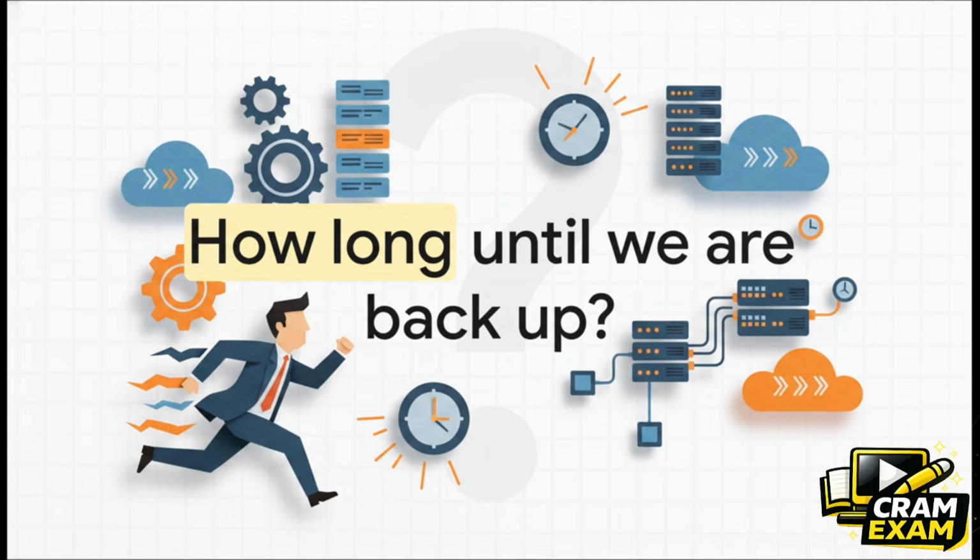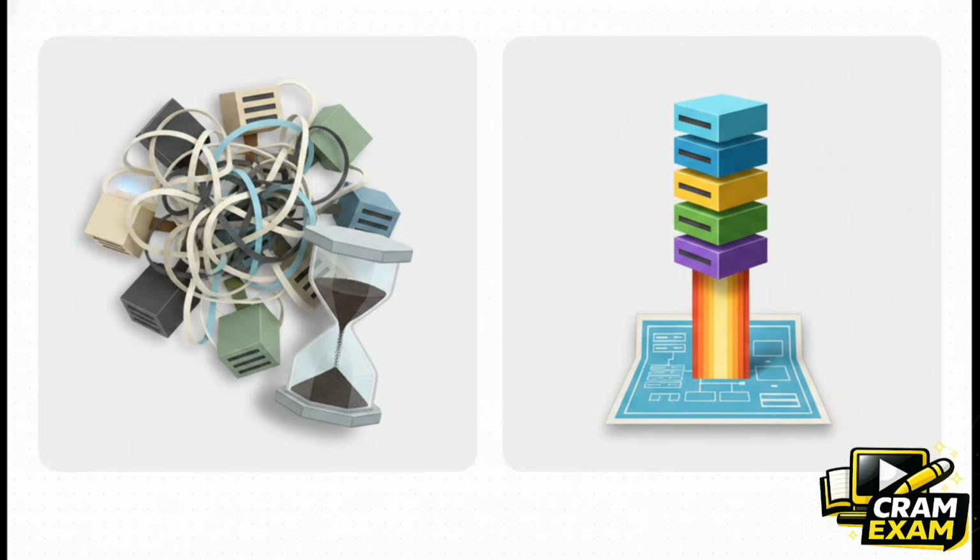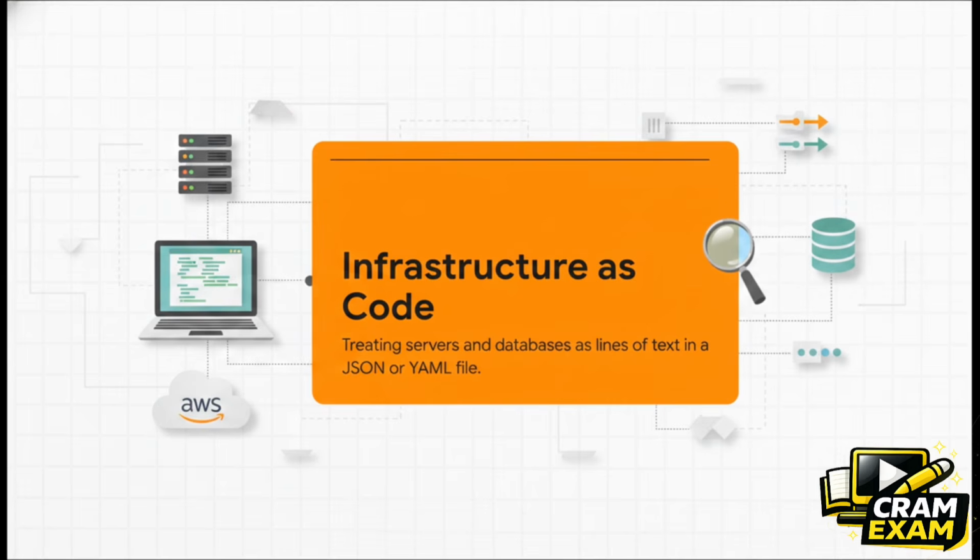Now really think about your answer here. If you built your system by manually clicking around the AWS console, the answer is days. You'd have to remember exactly how every single security group, routing table, and gateway was manually wired together. But if you used AWS CloudFormation, you just press enter and your entire infrastructure rebuilds itself flawlessly in exactly 5 minutes.